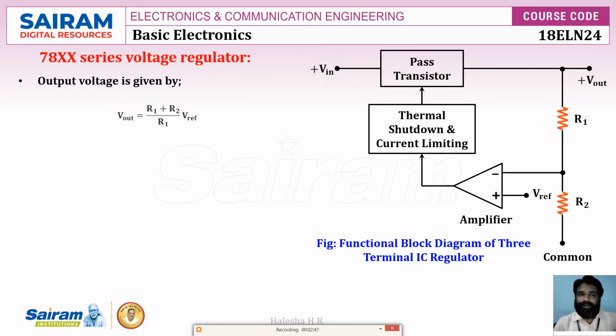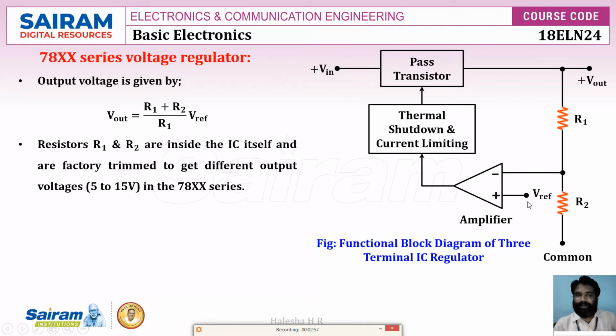The output voltage is given by Vout equals (R1 plus R2) divided by R1 into V reference. Resistors R1 and R2 are inside the IC itself. That means they are decided by the factory, at the time of manufacture. So we get a different output based on the different values.